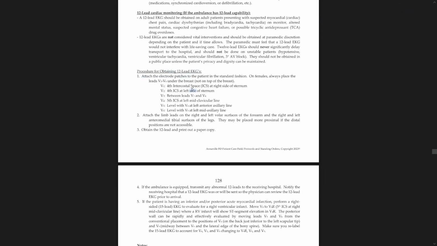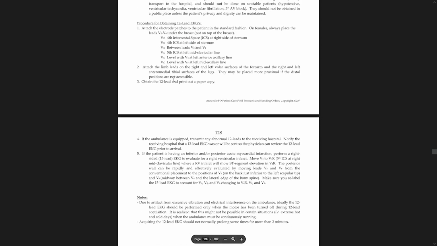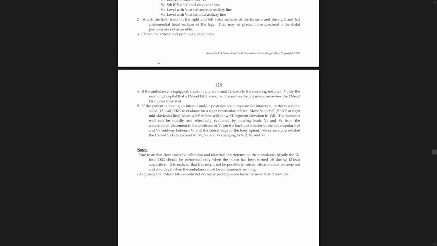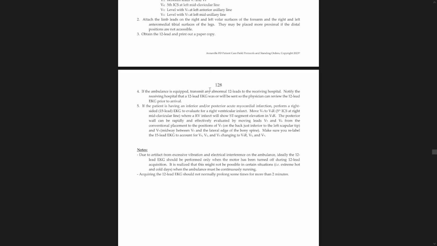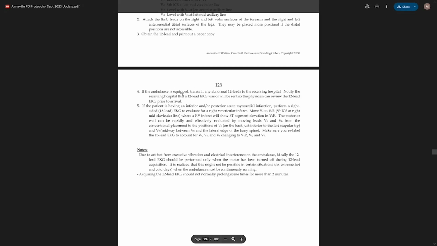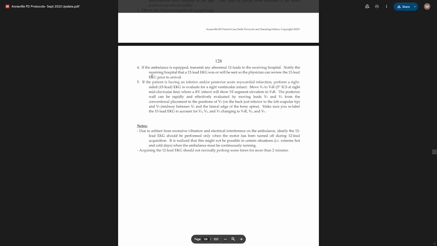Procedures for obtaining a 12-lead? You gotta know how to do a 12-lead. I'm not saying all that. Obtain the 12-lead and print out a paper copy. If the ambulance is equipped, transmit any abnormal 12-leads to the receiving hospital. Notify the receiving hospital that a 12-lead EKG was or will be sent so the physician can review the 12-lead EKG prior to arrival. This is huge.